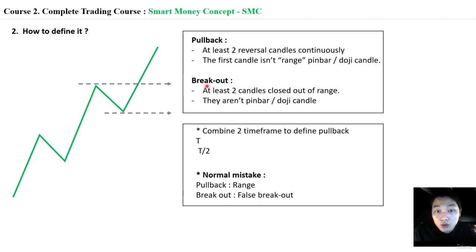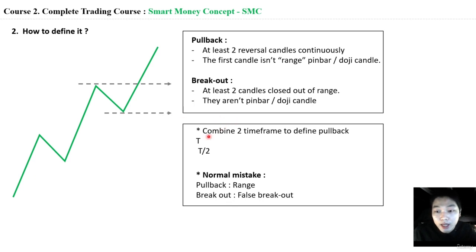For the breakout, we also need at least 2 candles closing out of the range. For example, here is the CTS. This candle breaks above the CTS. It means that you also need at least 2 candles out of this CTS, and they are not pin bar candles or doji candles, because a pin bar candle cannot show you the strong power to break out of the CTS. If price can break with strong power, you can confirm that it is a real break. If price breaks just with a pin bar or a doji candle out of the CTS or supply and demand zone, that is not a real break, and you need to follow it more closely.